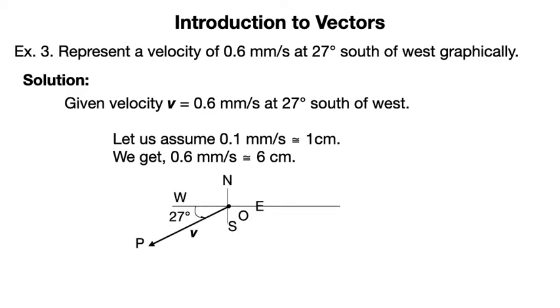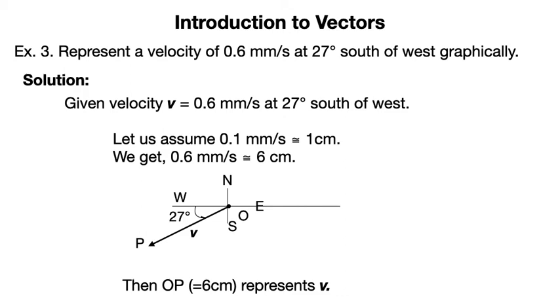Now the reference line. This is west. You have to go south of west, 27 degrees south of west. The length of the line segment OP should be 6 centimeter. So OP represents the given velocity V, that is 0.6 millimeter per second at 27 degree south of west.